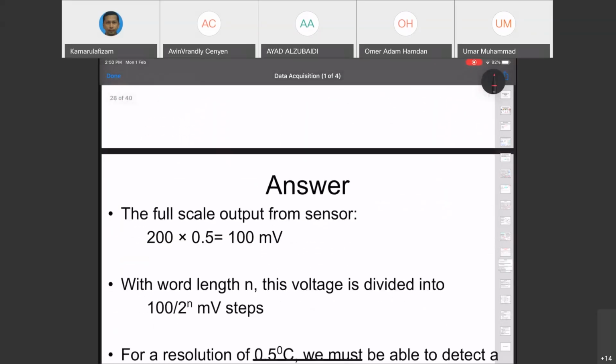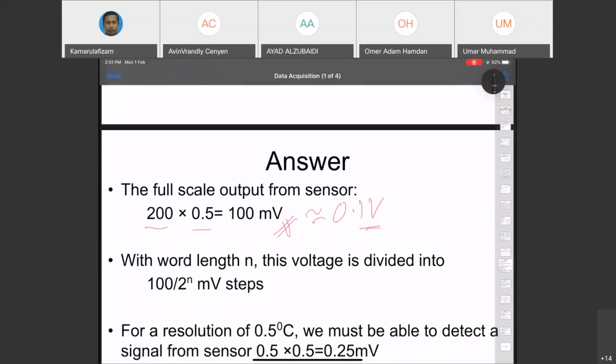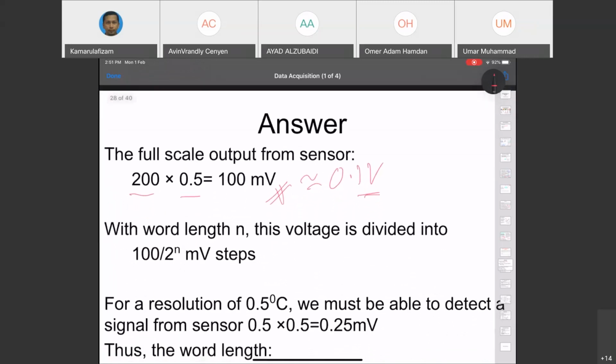The full scale output from the sensor is 200 degrees Celsius times 0.5, the sensor transfer function. Then you get the full scale output from the sensor is 100 millivolts. All right, this is all you're going to get from the sensor. Even though the temperature is at 200 degrees Celsius, you will basically receive a maximum of 100 millivolts from the sensor. Okay, the word length here is that the voltage divided by this one, 100 millivolts.